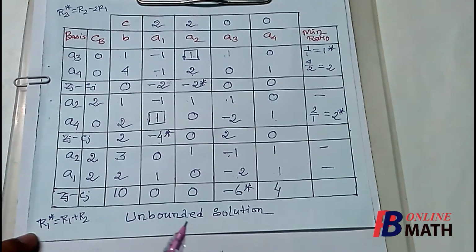In this part we have solved a linear programming problem which has an unbounded solution. So with this we complete this part. In the next part we shall discuss the Big M method to solve linear programming problems.